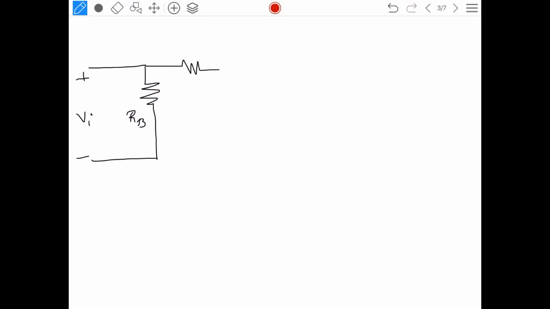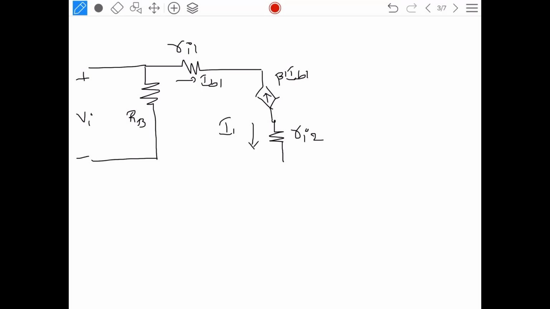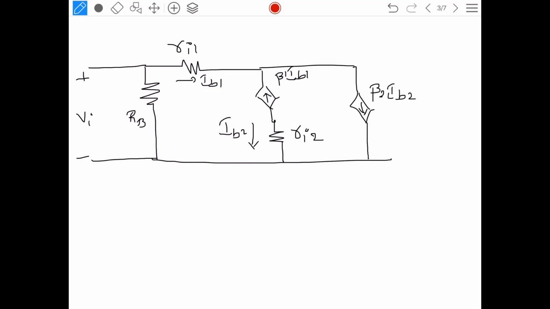From that path, there is a small resistance Ri1 through which a current IB1 flows. There I have a current source, beta 1 IB1. Here again I have an internal resistance Ri2 through which current IB2 flows. Entirely parallel to this, I have one more current source, but this current source is opposite in nature, so I am writing a downward arrow. I have beta 2 IB2 here. What is left is the resistance RC, across which Vout is measured. So this is a simplified small signal model.